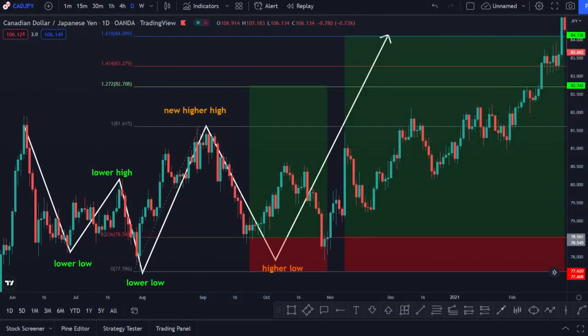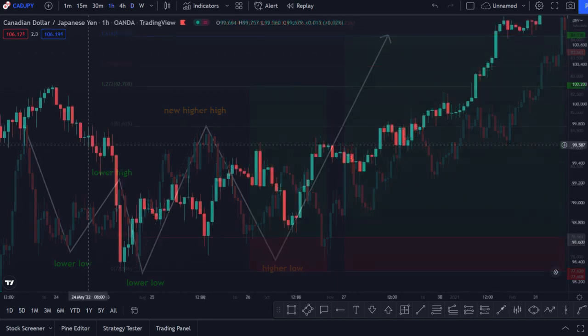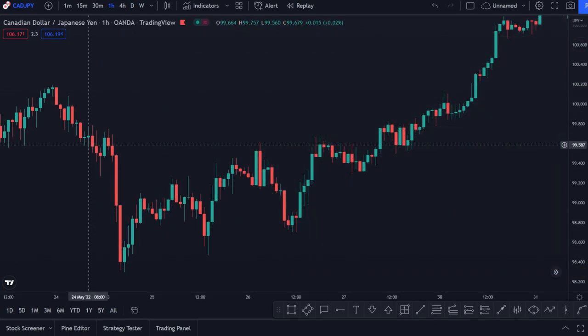Then for entry, we enter using a buy limit, which will trigger our trade when price reaches our price area. And the entry will be at the 0.27 of the Fibonacci. Then take profit 1 is at the 1.27. Now moving on to the next example.